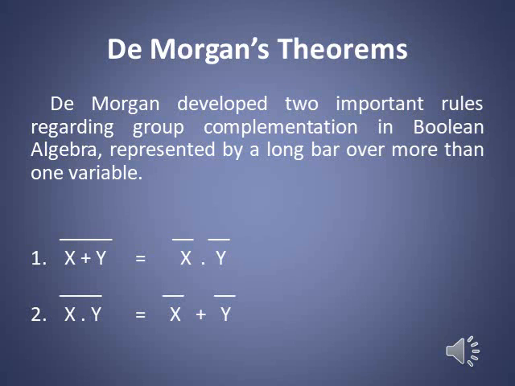Dear students, we know that De Morgan's theorems are very important theorems in Boolean algebra which work with the complementation. These are represented using a long overbar over expressions. The first theorem says that (x plus y) whole bar is equal to x bar dot y bar, and the second theorem is (x dot y) whole bar is equal to x bar plus y bar. And the proofs of these theorems using the algebraic method we have also seen in the previous class.